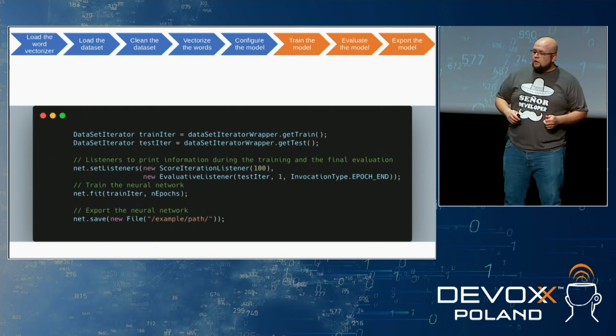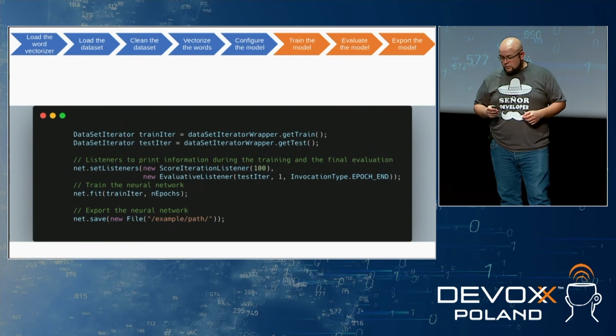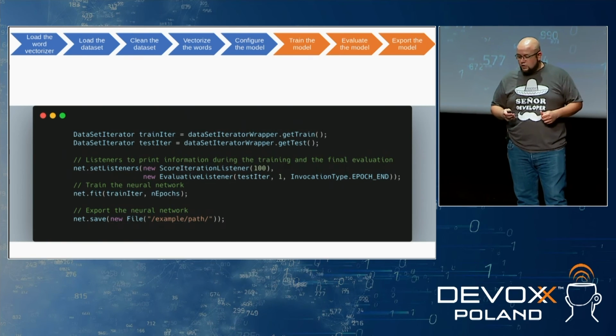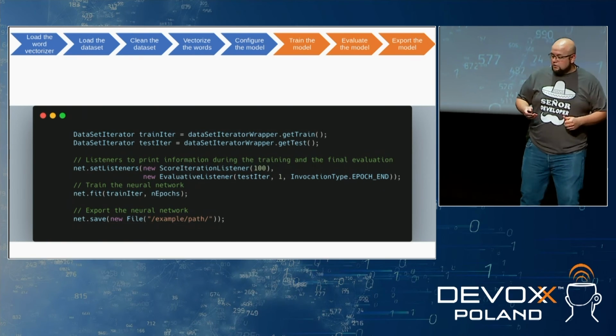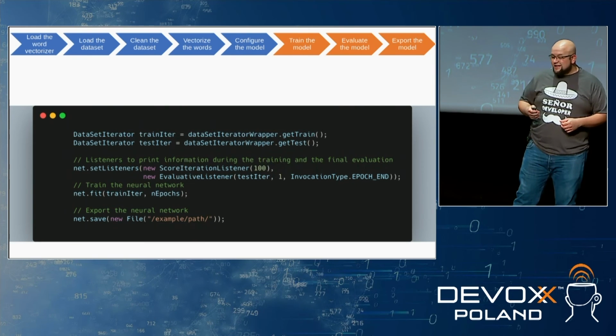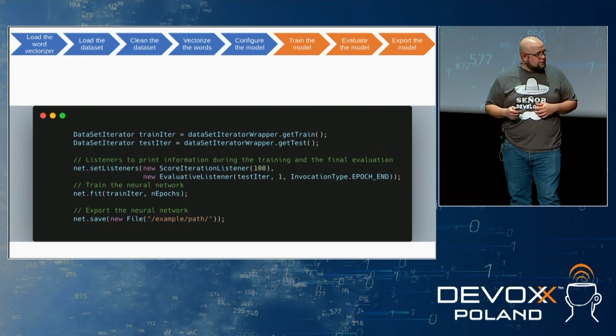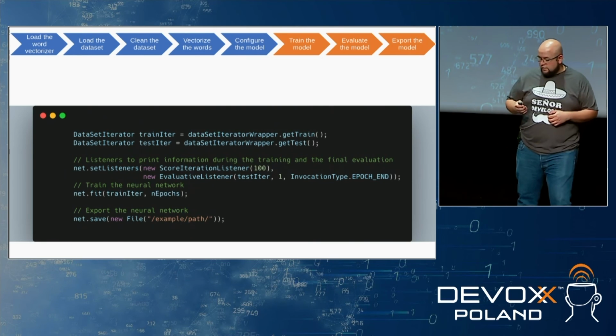So after that, we will train the model. We set the different iterators. We feed it, we train it, we set also some listeners to get some updates on how the training is going, and then we export it to a file.